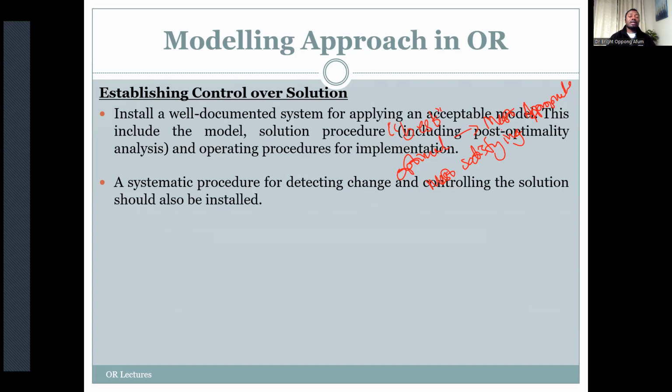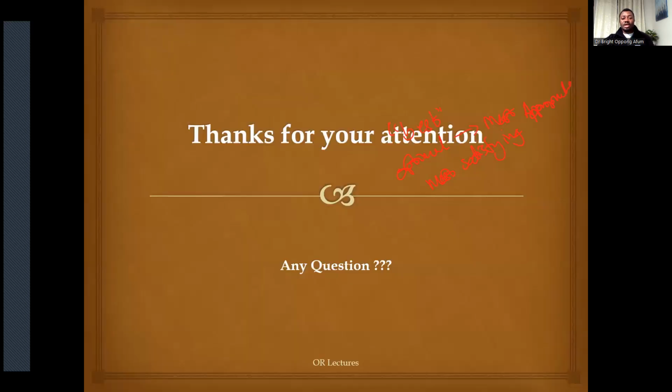If it's software, are we identifying bugs? What happens if there is an error and all those things? Do we need a help manual to be able to work through the software system? So those are all some forms of controls that must be established. Yes, so that's it for the end of the introduction. So we look at the history of operation research, the nature of operation research, and the modeling approach used in operation research study. Thank you.